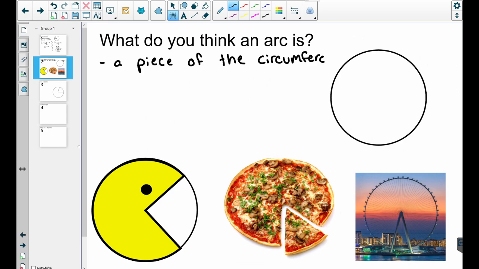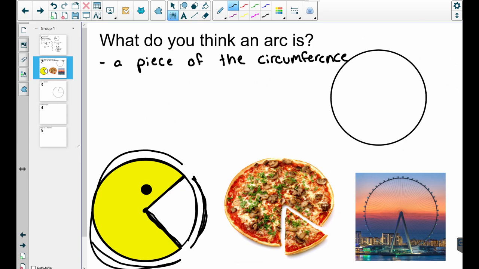A piece of the circumference. So what exactly does that mean? Well, let's look at these images we have here at the bottom. We have a picture of Pac-Man, pizza, and a Ferris wheel. If you look, there's this angle here created by Pac-Man's mouth that separates this circle into two parts. We have this section here, then we have this larger section here.